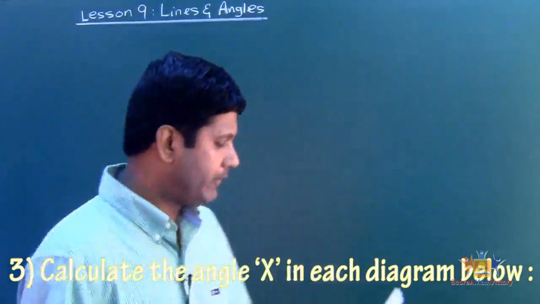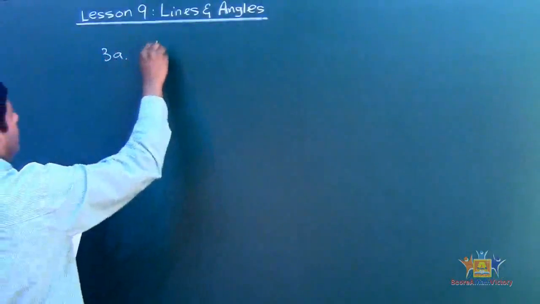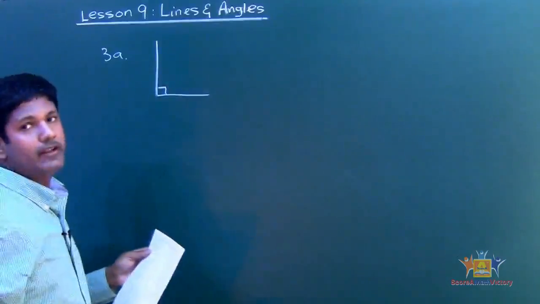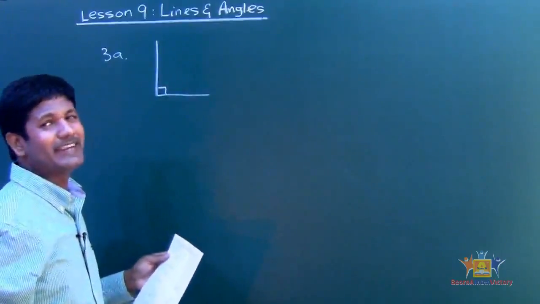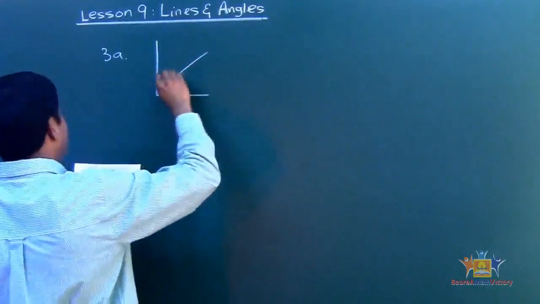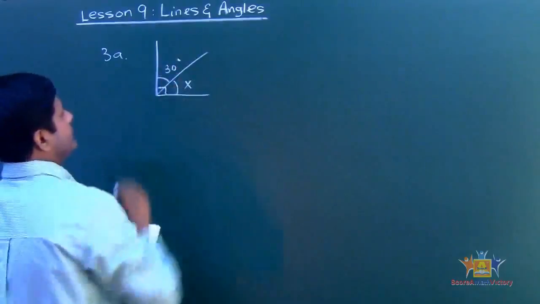Okay, so we're given diagram A. Okay, let's do diagram A. 3A. Alright, look at that. You're given a small square in the angle. What does that tell you? It's 90 degrees. Right away you should get the idea. It's 90 degrees. And then you're told this one is 30 degrees and asked to find X.